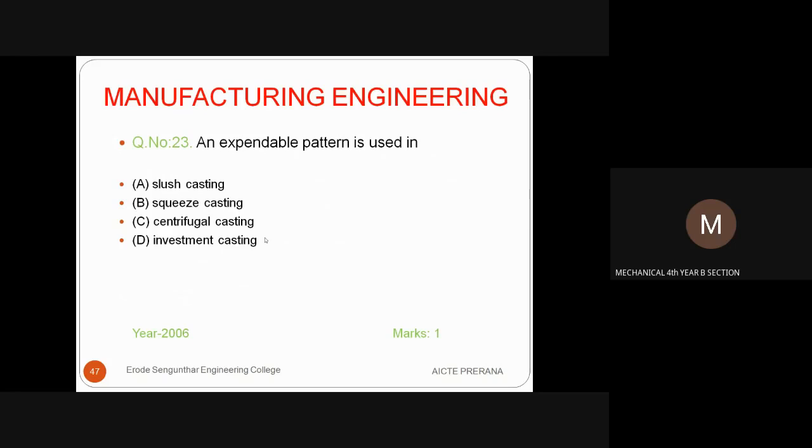They have said that we are using an expendable pattern. So flush casting doesn't require a pattern. Squeeze casting requires a pattern, but if we are using an expendable mold, it is not possible to squeeze, as it will expand much larger. Centrifugal casting, for making pipes or circular hollow structures, doesn't require a pattern, so that won't be the right answer. Option D is investment casting, where we use an expendable mold. So the answer should be investment casting.